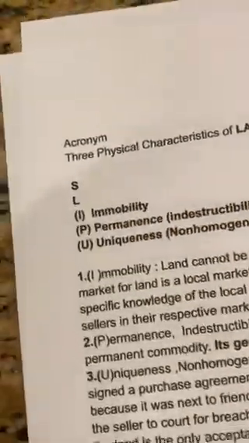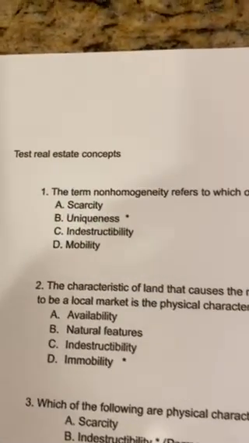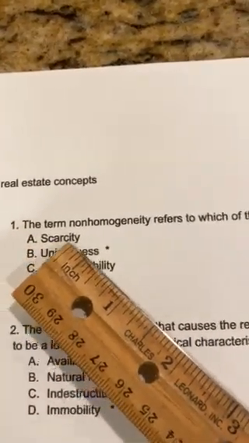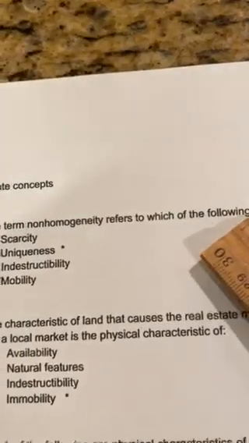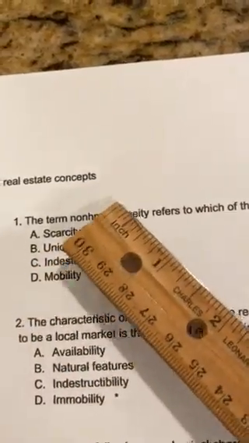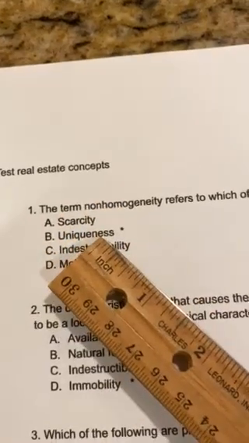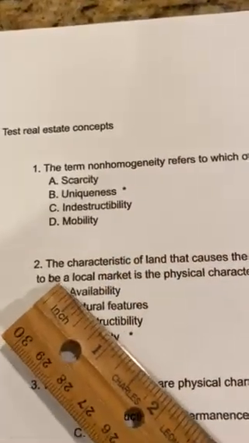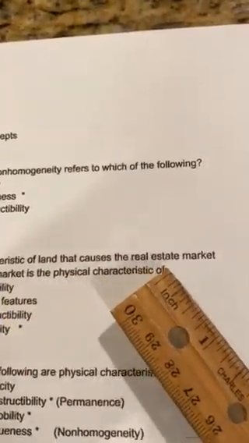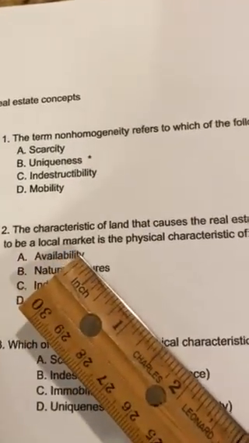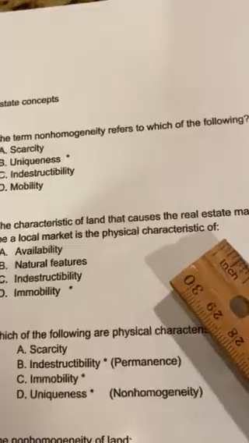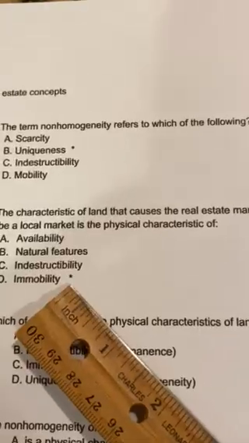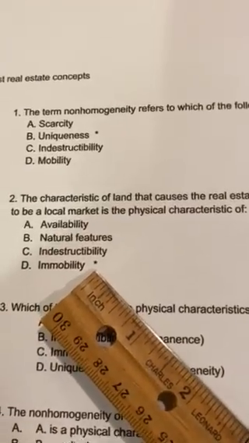Now let's do some test questions on real estate concepts. Number 1, the term non-homogeneity refers to which of the following? We went over this. You connect it with uniqueness. Non-homogeneity, same as uniqueness of physical characteristics of land. Number 2, the characteristic of land that causes the real estate market to be a local market is the physical characteristic of, and we know, immobility. Land cannot be relocated from one place to another.